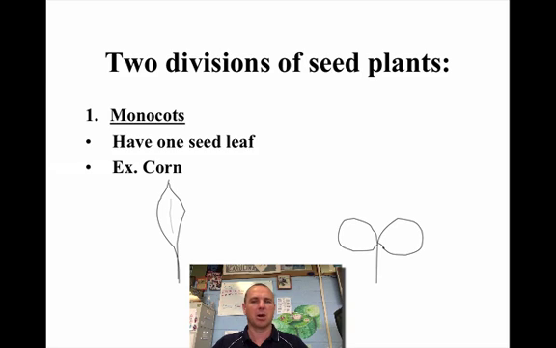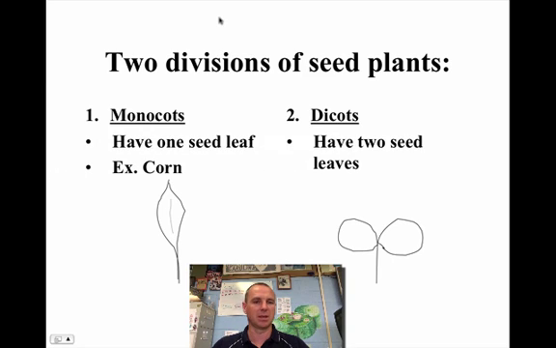Now, mono means 1, cot means cotyledon, which is a seed leaf. So if you're not a 1 seed leaf plant, you are a dicot. Di means 2, cotyledon means seed leaf, so it means you have 2 seed leaves. And probably the best example of it is over here. It kind of looks like a weird-looking mosquito with big eyes, but an example would be beans, like soybeans or string beans or something like that. So these are 2 divisions of seed plants.